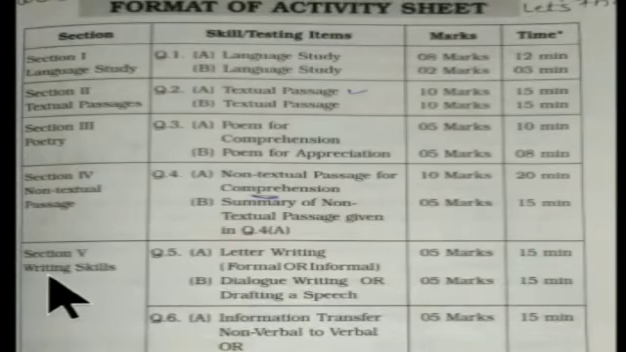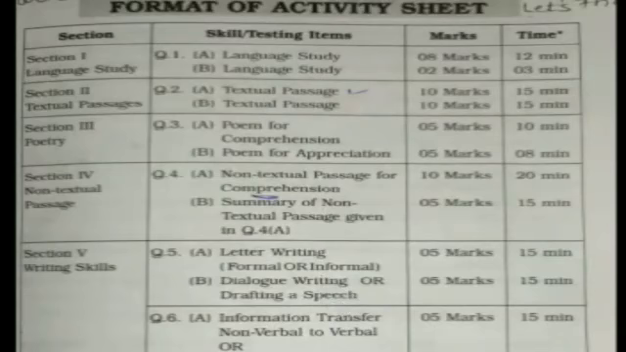Section number 5, writing skills. Question number 5A, letter writing. This question is for 5 marks and you have to attempt it in 15 minutes. You will be asked to write either a formal or informal letter, A1 or A2, on the given information. First read the information and then read questions A1 and A2. Attempt any one of them.